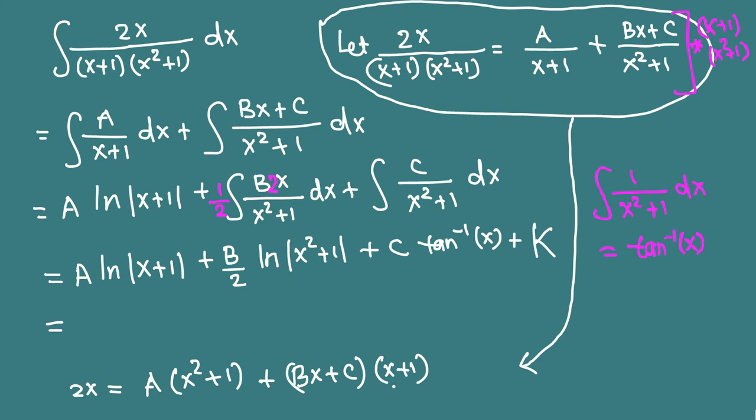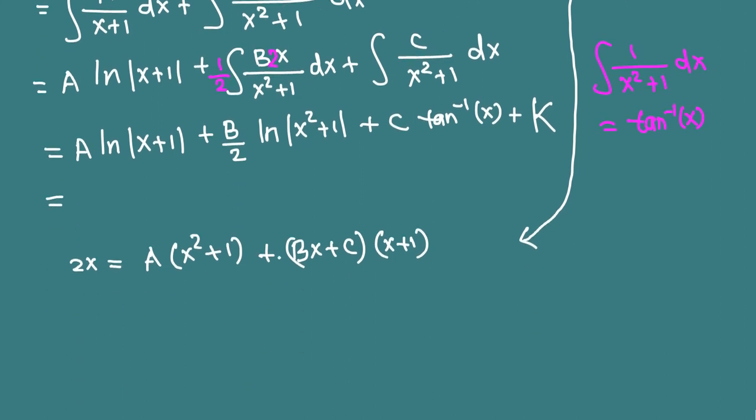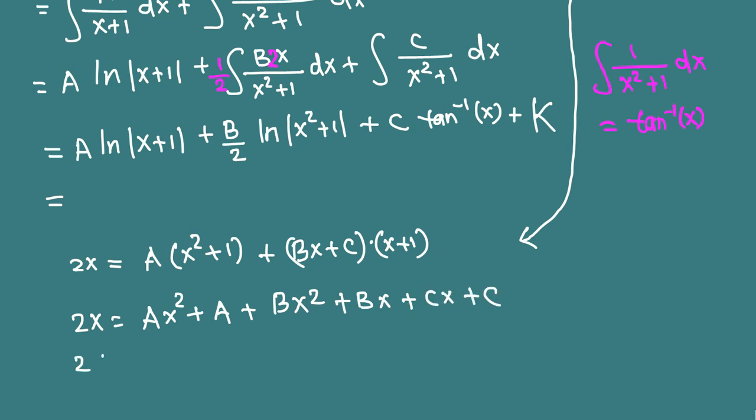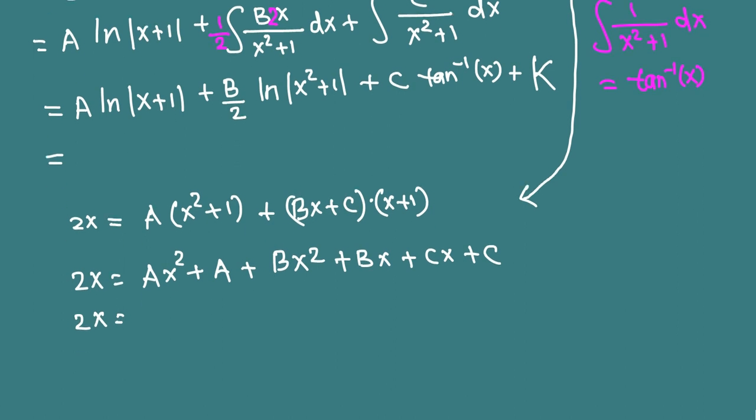Okay, now we want to solve this equation for a, b and c. So what I'm gonna do is distribute here, because we got a product. So 2x equals, distribute this as well: ax squared plus a, just distribute, it's kind of like FOIL, so bx squared, bx, one bx, cx, c, and combine the like terms on the right side.